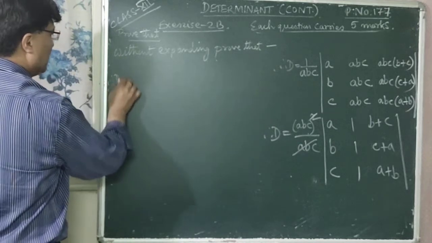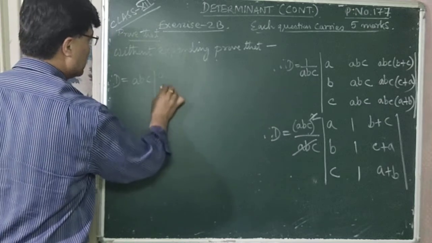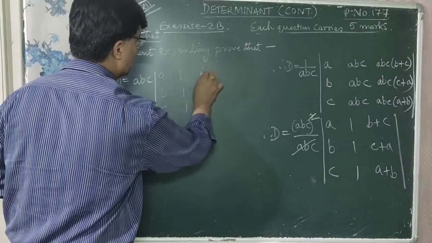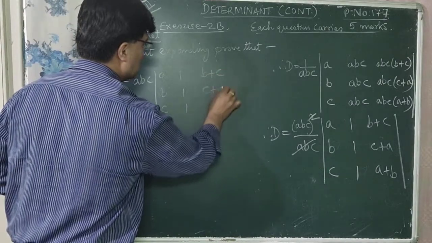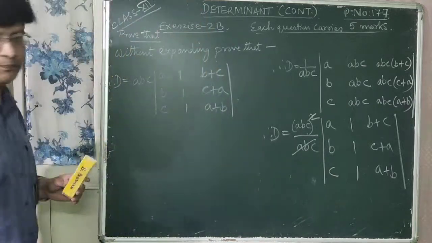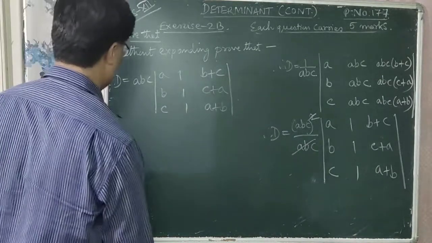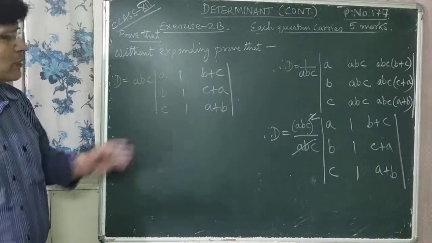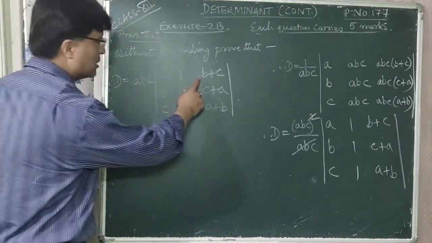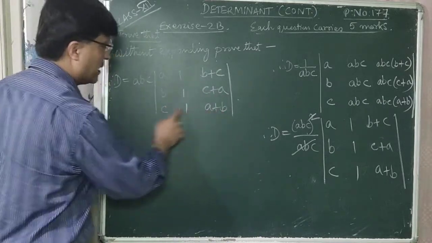So therefore D is equal to, here it is A, B, C in the first column, second column 1, 1, 1, and what is the third column here? B plus C, C plus A, and A plus B, right? Now what will you do in the next step? So in the next step, what can you do now? So now this is B plus C and this is A. This is C plus A and this is B. This is A plus B and C.